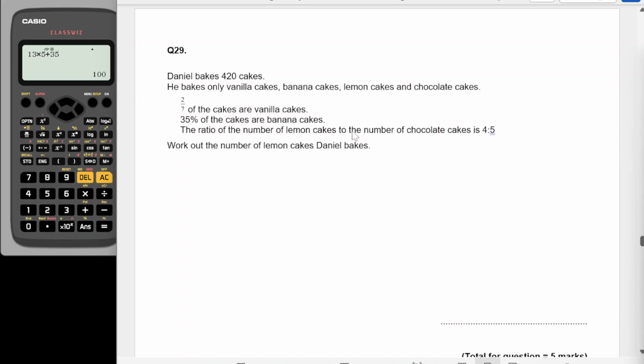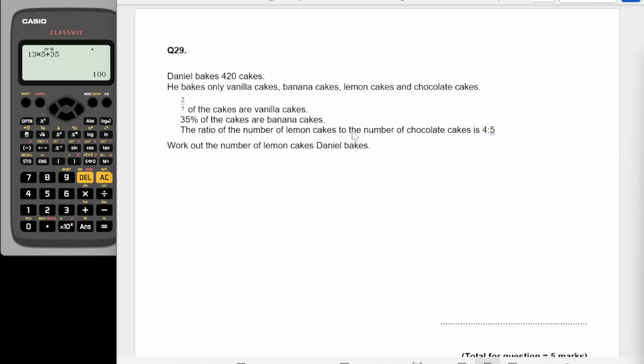Question 29. Daniel bakes 450 cookies. He bakes only vanilla cakes, banana cakes. Why did I say cookies? 450 cakes. He bakes only vanilla cakes, banana cakes, lemon cakes, and chocolate cakes. 2/7 of the cakes are vanilla. 35% of the cakes are banana. The ratio of the number of lemon cakes to the number of chocolate cakes is 4 to 5.